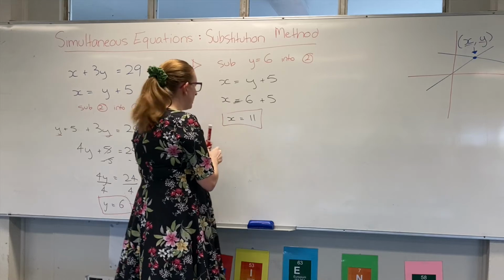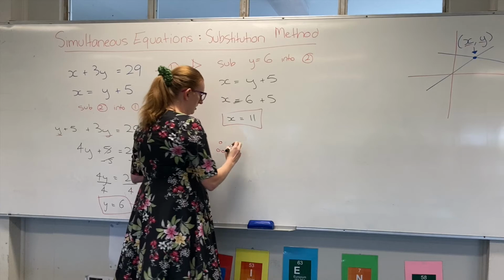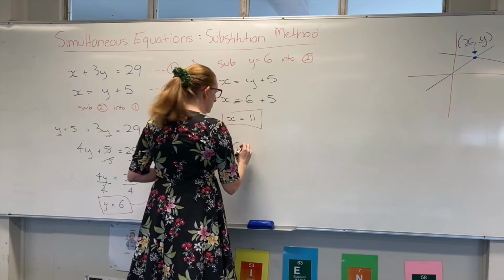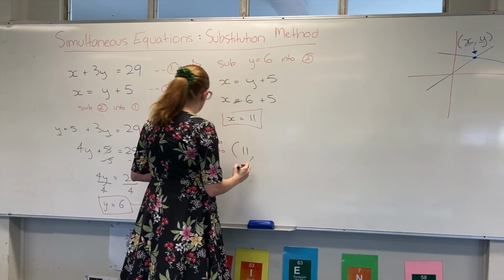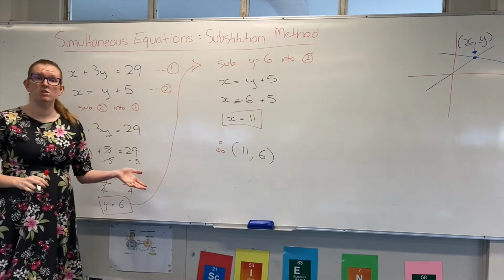There's my other half of my answer, but I can't stop there. I need to write a concluding sentence. Therefore, my coordinates are 11, because x comes before y. So 11, 6. And that's how we do substitution.